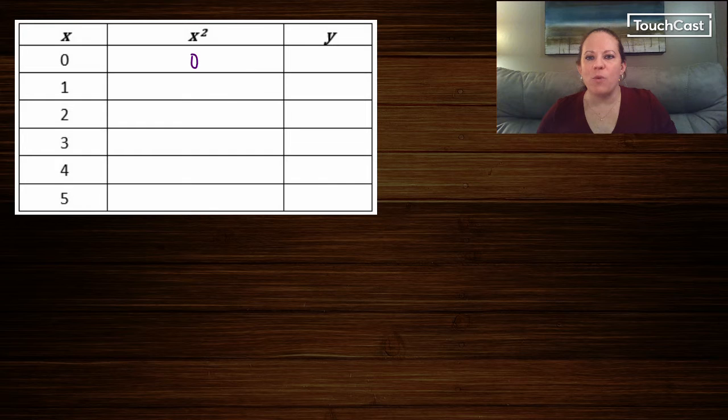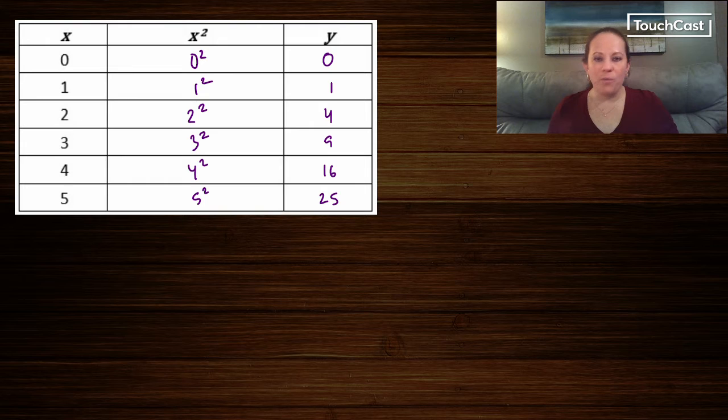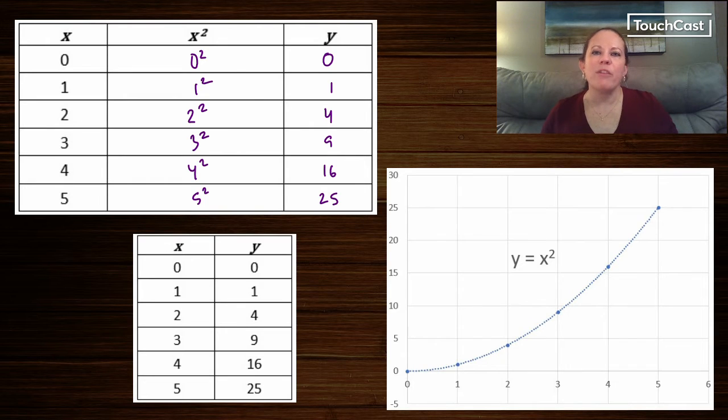So when we square our first input of 0, we get an output of 0. And then 1 squared, of course, is 1. 2 squared is 4. 3 squared is 9. 4 squared is 16, and 5 squared is 25. So here's our table of final values that we're going to plot, x and y, and then we see our top opening parabola, y equals x squared.